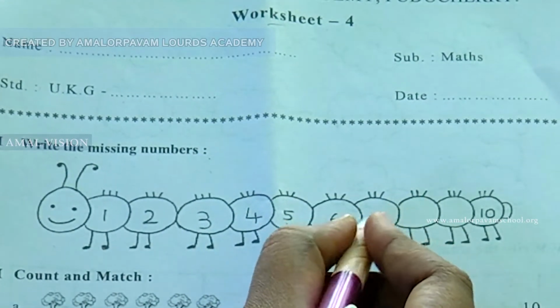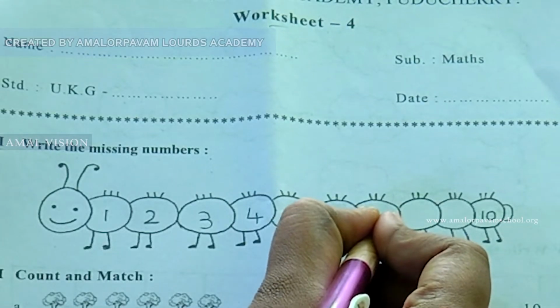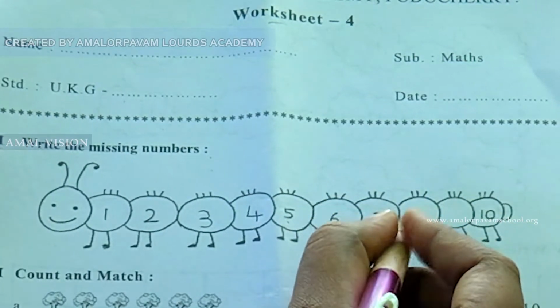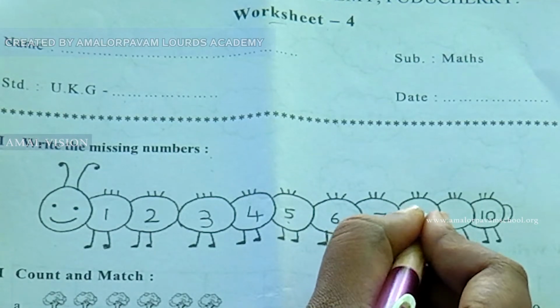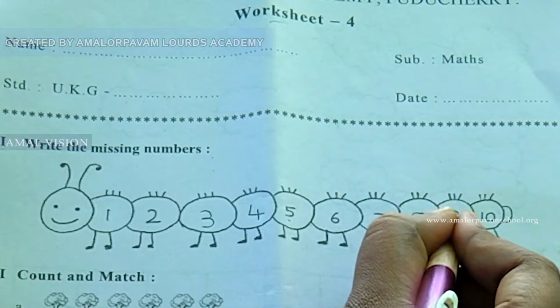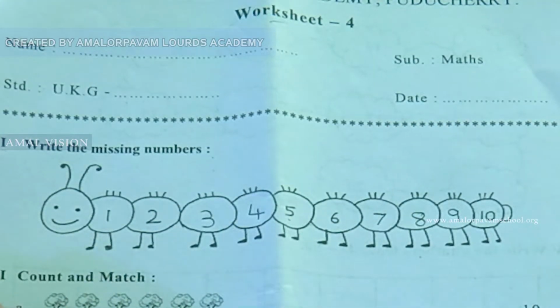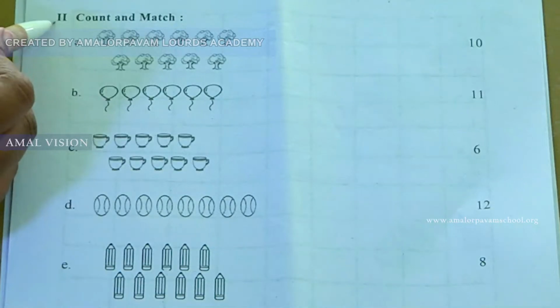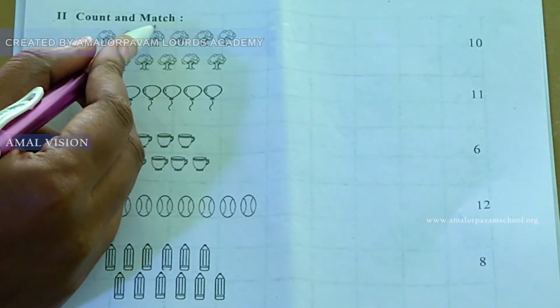And then what number will come after 6? 7. And then what will come after 7? 8. What number will come after 8? 9. Very good children. So the next one is Roman numeral 2, count and match.